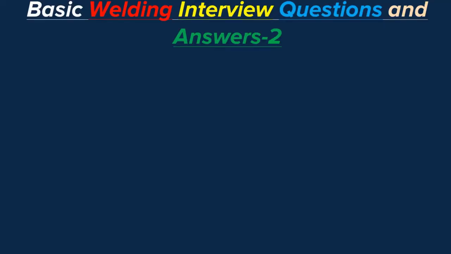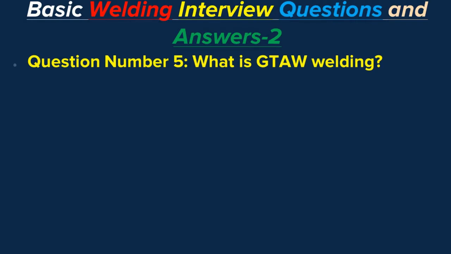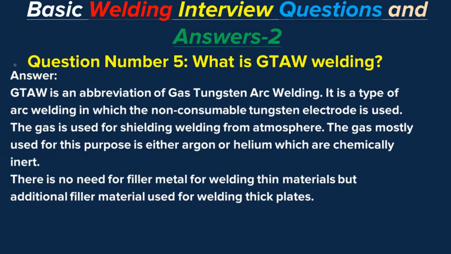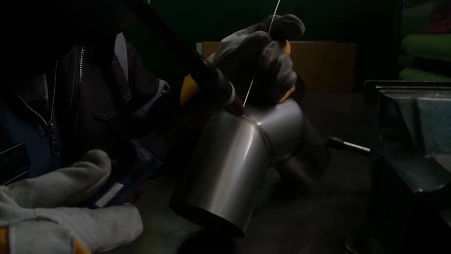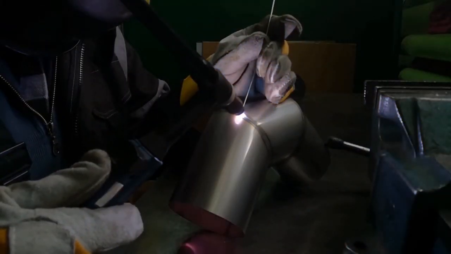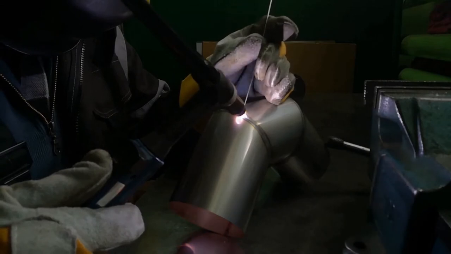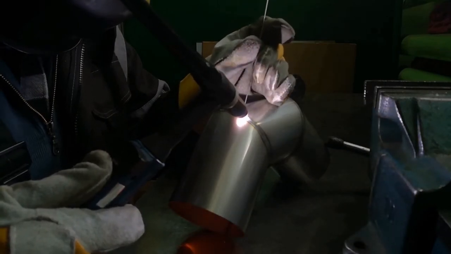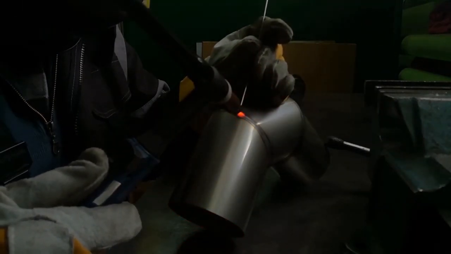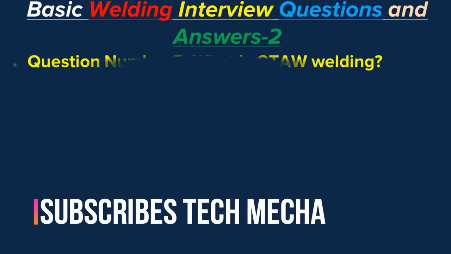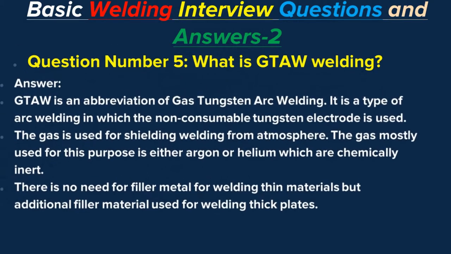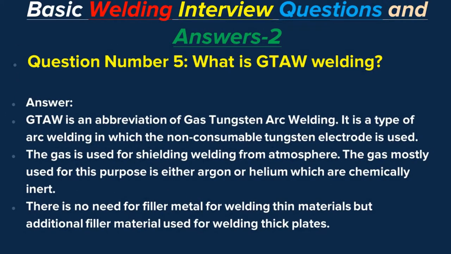Question number 5. What is GTAW welding? Answer. GTAW is an abbreviation of gas tungsten arc welding. It is a type of arc welding in which a non-consumable tungsten electrode is used. The gas is used for shielding the weld from the atmosphere. The gas mostly used for this purpose is either argon or helium, which are chemically inert. There is no need for filler metal for welding thin materials, but additional filler material is used for welding thick plates.